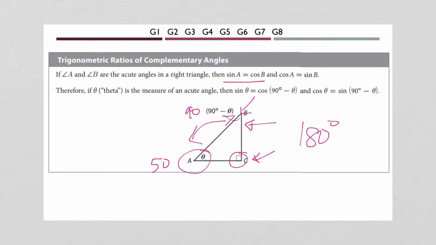So sine of A is equal to cosine B, cosine A is equal to sine B. I want you to write these down. And then therefore sine theta is equal to cosine of 90 minus theta, and cosine theta is equal to sine of 90 minus theta. That's pretty much what I just explained. Copy this down.